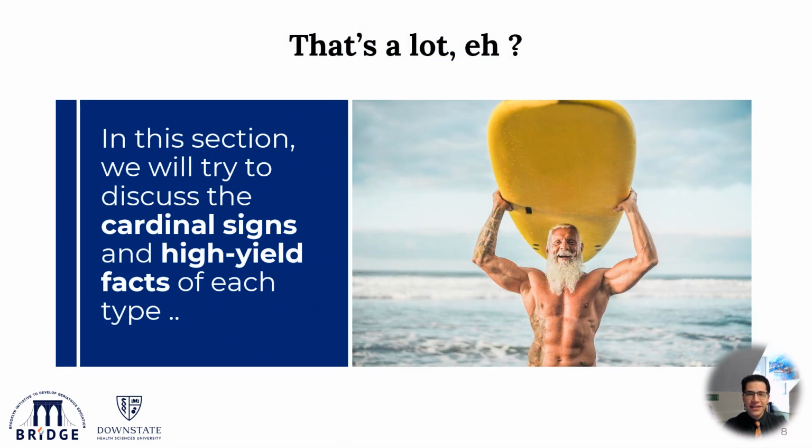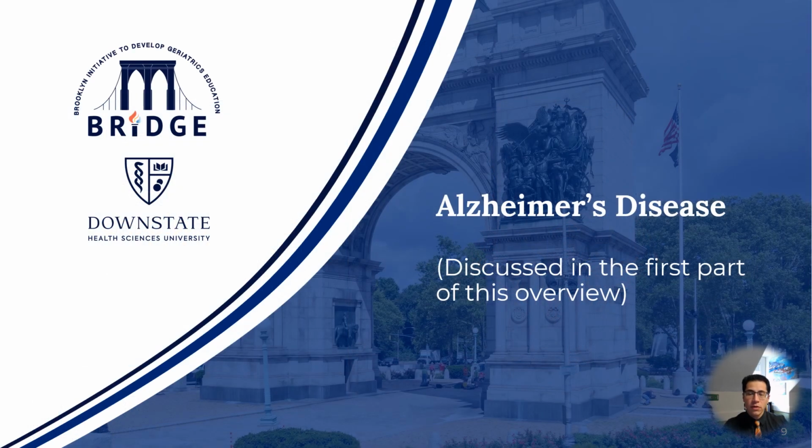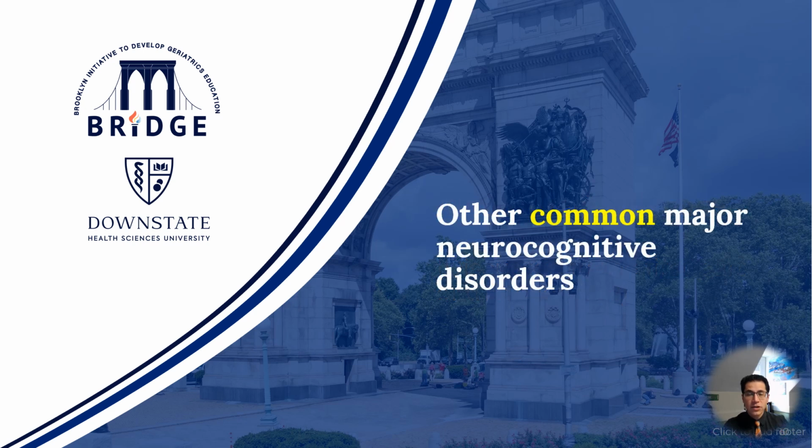I realize it's a lengthy list, 16 is a lot. So in the coming slides, I will try to focus on the cardinal signs and the high yield facts of each type of them. We already discussed Alzheimer's disease in the first part. Again, if you haven't watched that part, I strongly encourage you to see it. Let's talk about the other common major neurocognitive disorders in older adults.